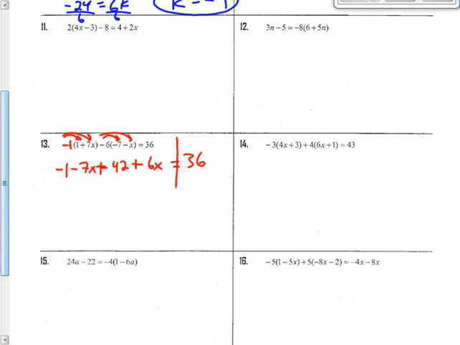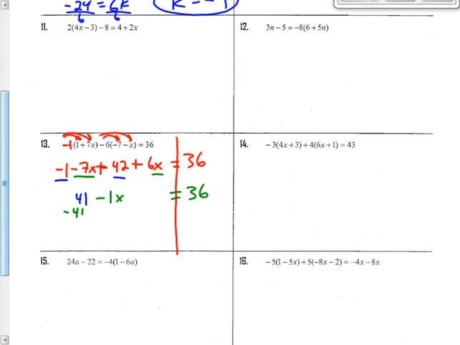Again, if you're using the river idea, go ahead and draw that in. That's fine. I've got all on the same side. I've got a -1 and a 42. Well, -1 plus 42 is 41. I also have a -7x plus 6x, which is -1x. And then I've got plus this, still equal to 36 on the right-hand side here. Well, now that I've simplified that, I've got a nice friendly equation already. I don't have to do any extra work.